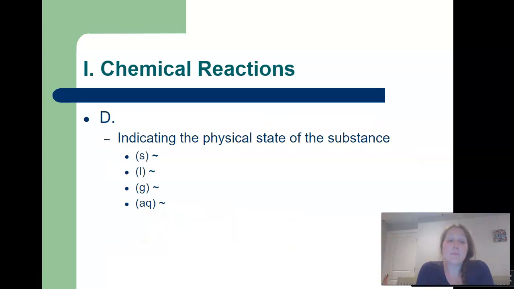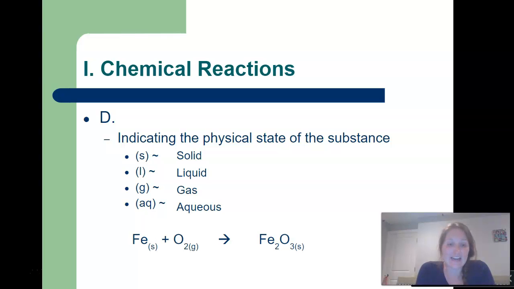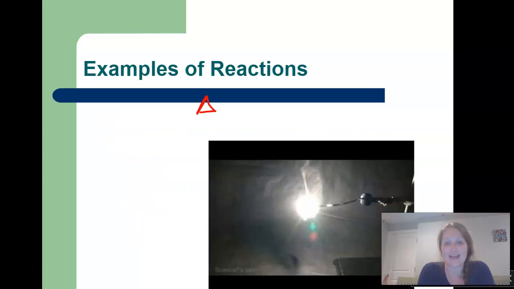Okay. In our reaction, we just saw this in our example, we have some things that indicate physical state. So S is just going to stand for solid, L for liquid, G for gas, so we're familiar with these three, and then AQ is going to be aqueous, which simply means dissolved in water. Okay, so we can see the states indicated here: solid iron, gaseous oxygen, and solid iron 3 oxide.